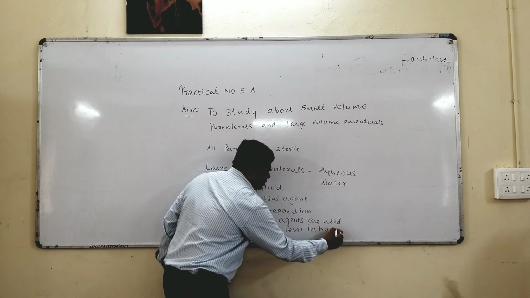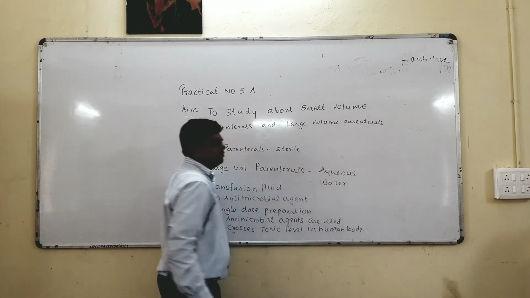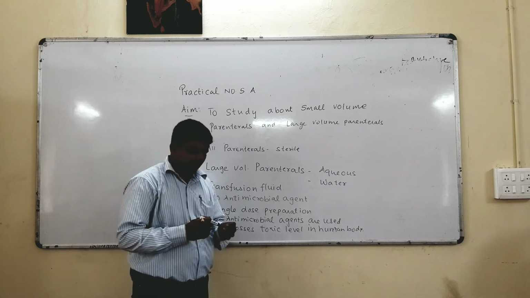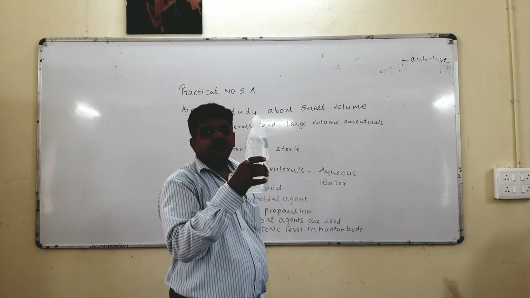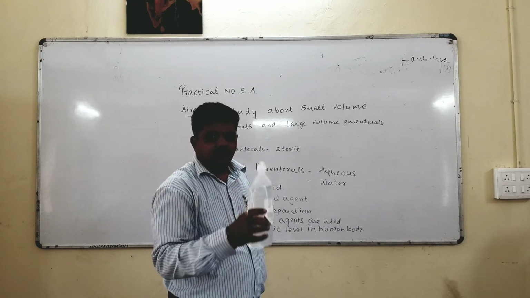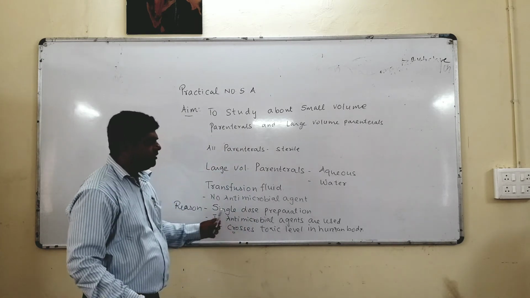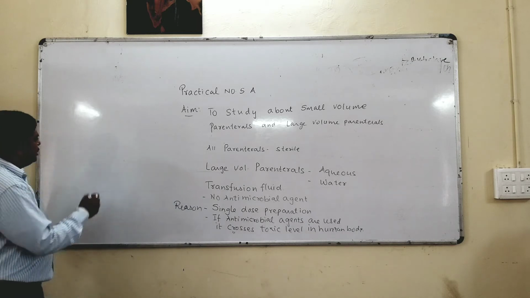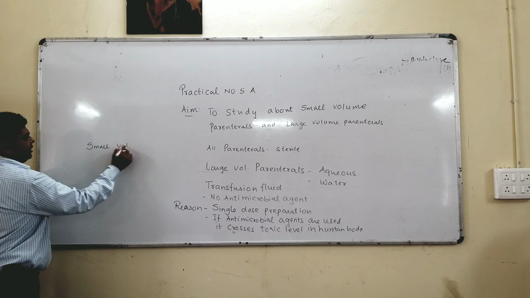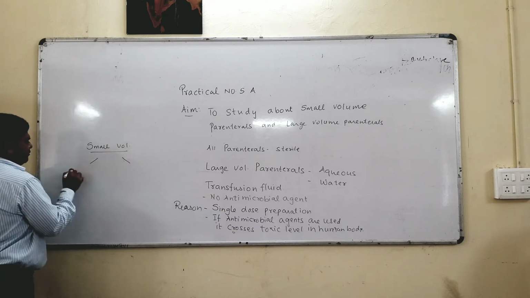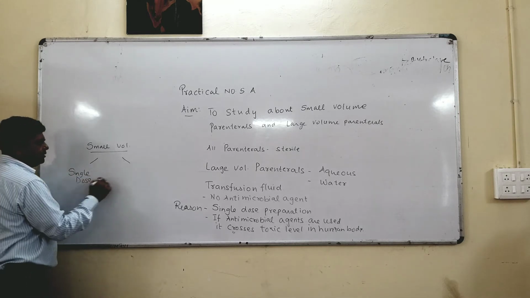It crosses toxic level in human body due to large volume of the parenteral. So that's why in transfusion fluid there is no antimicrobial agent. Secondly, small volume parenterals. Small volume parenterals, there are two types. One is a single dose and second is a multi-dose.